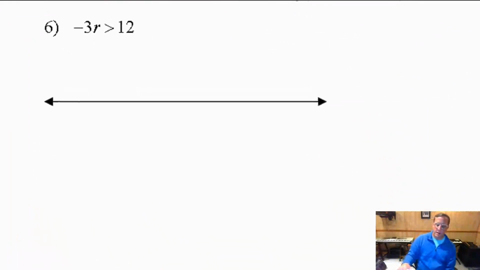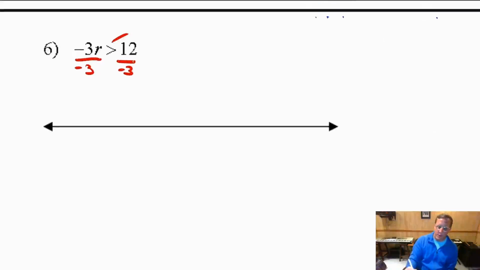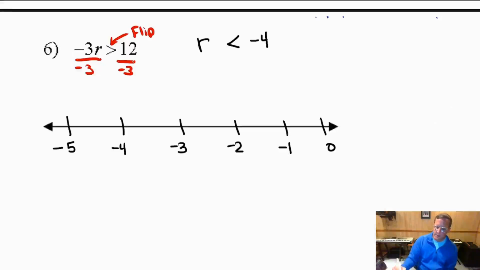That's it. All right, number 6, moving on to that one, we're going to divide both sides by negative 3. Now, this is our first example. We're dividing both sides by negative 3. Therefore, we've got to flip that sign. So then it becomes R is not greater than, now it's less than negative 4. And it's going to be just like the last one. We're going to do an open point there. Vector is going to the left.